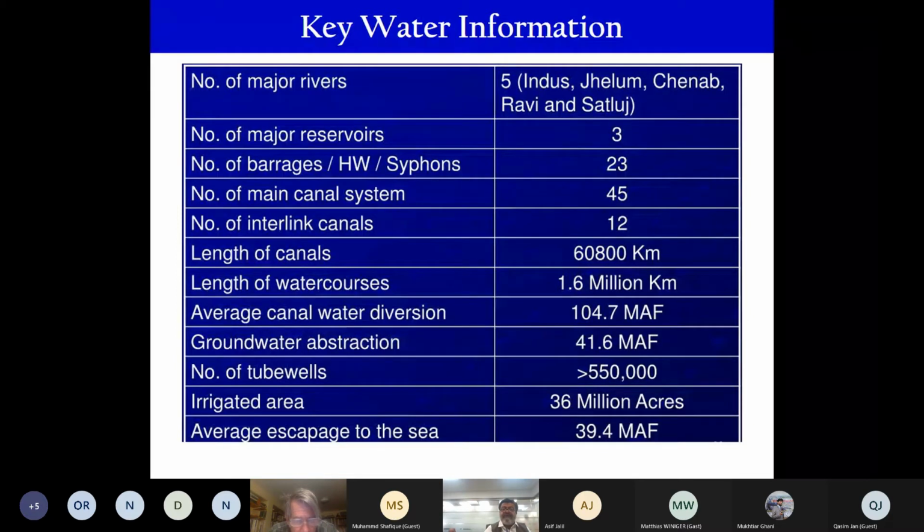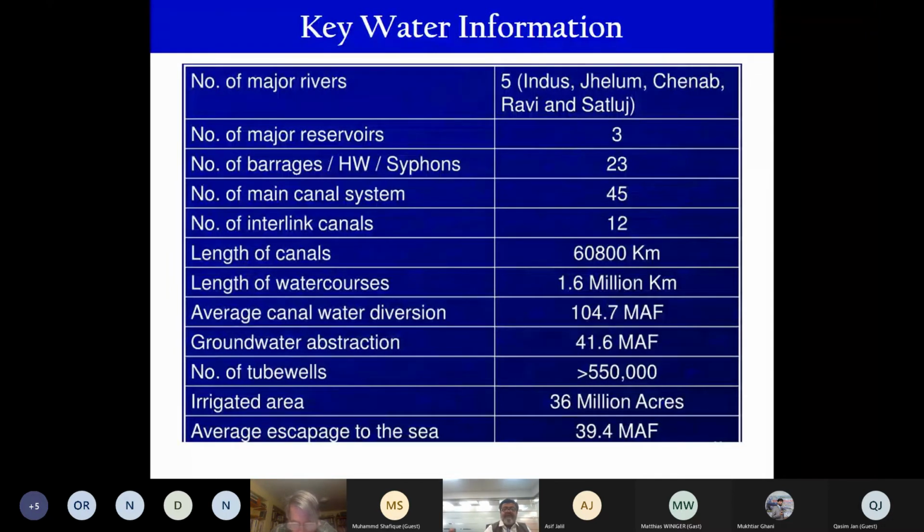Number of interlink canals, 1200. Length of canals, around 60,800 kilometers. Length of water courses, 1.6 million kilometers. Average canal water diversion, around 104.7 million acre feet. Groundwater abstraction, 41.6 million acre feet. Number of tube wells and irrigated area, 36 million acres. Average flow to the sea, 39.4.